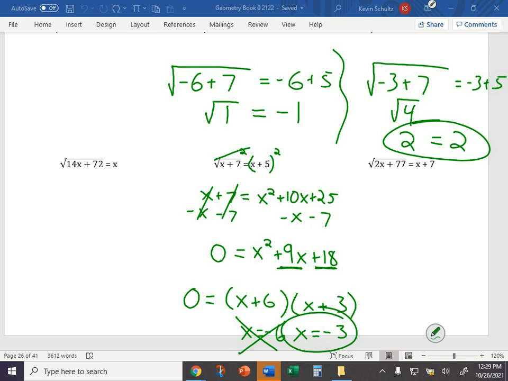So, let's say you look at an equation. How do you know if it's going to be like that or not?